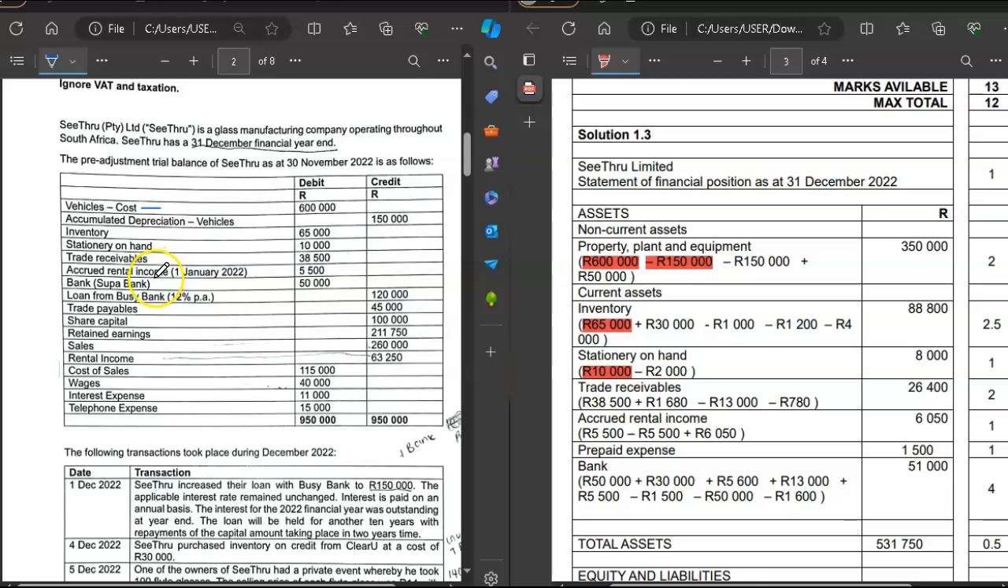The next one, trade receivables. Trade receivables is a current asset. You go over there, put trade receivables down, put 38,500. The next one, accrued rental income, 5,500. Now, you will realize that we already did the journal, so we know this thing.